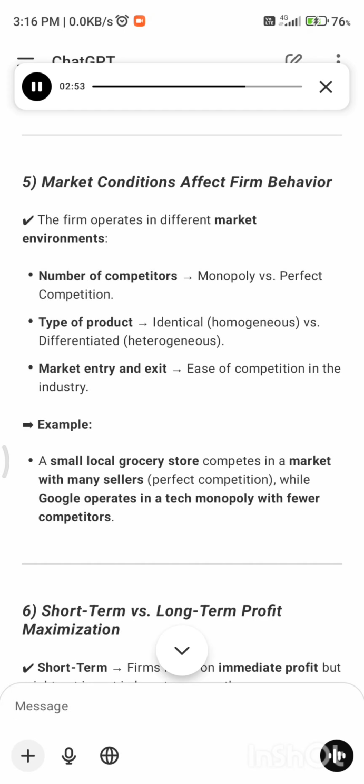Example, a small local grocery store competes in a market with many sellers, perfect competition, while Google operates in a tech monopoly with fewer competitors.